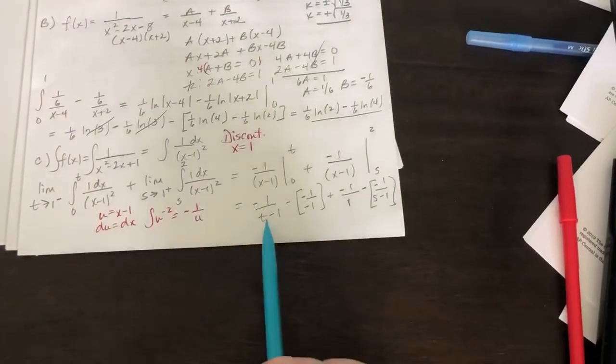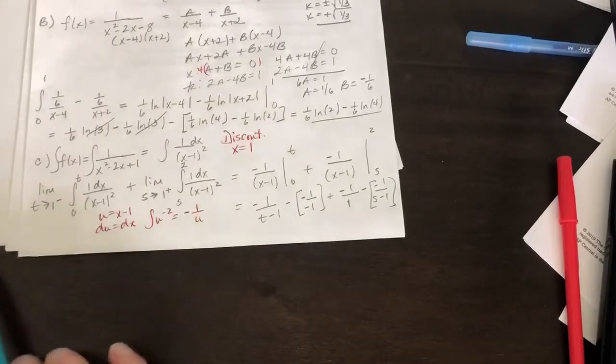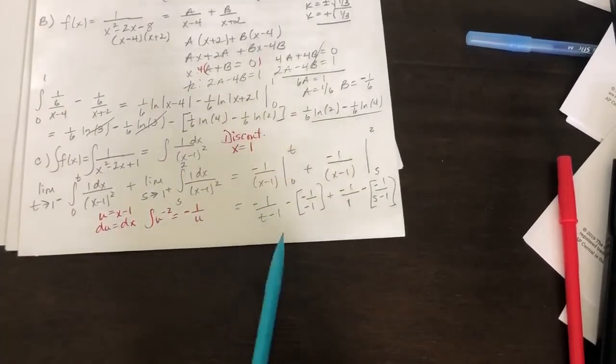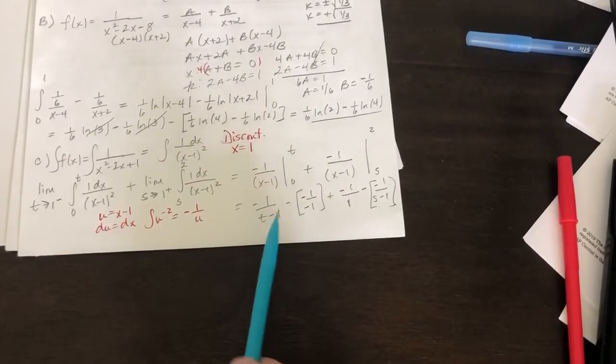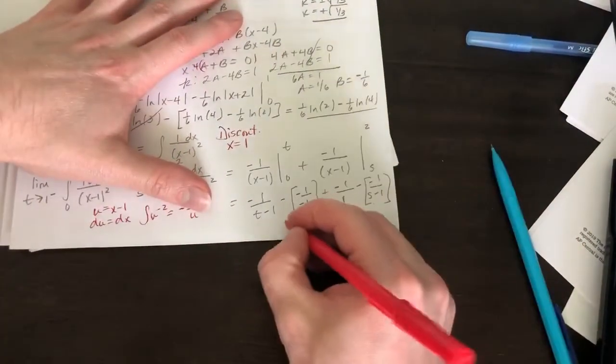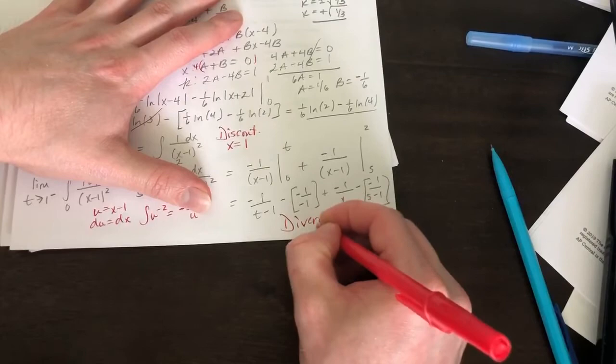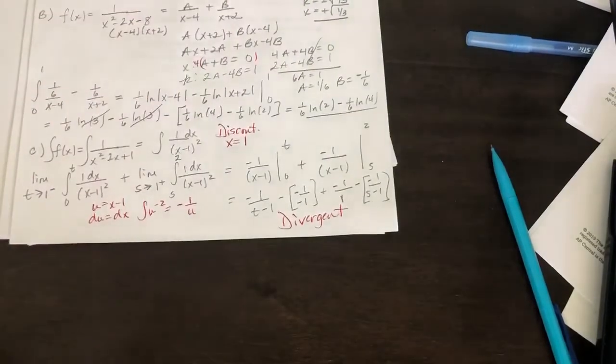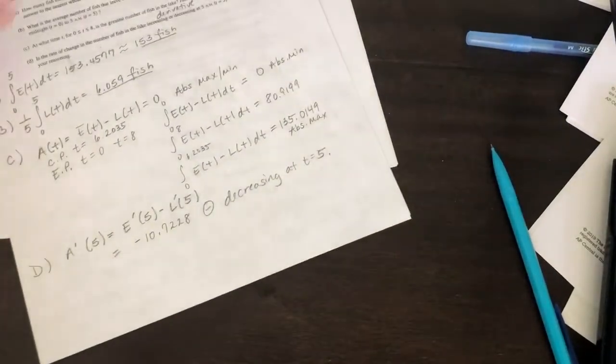Okay, so when we plug in a 1 here, for our limit as t and s, they're both going to be 1. So 1 minus 1 is 0. So you can't have division by 0. So this is going to be divergent. Okay, and that's all you have to say for that.